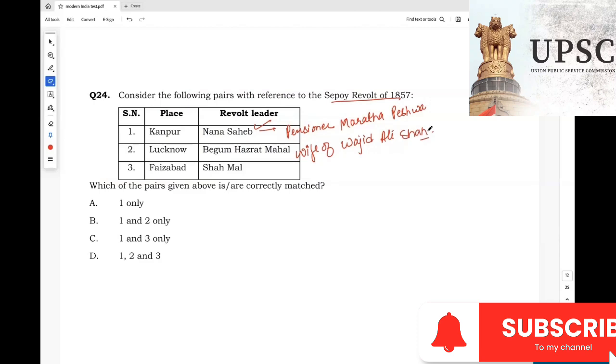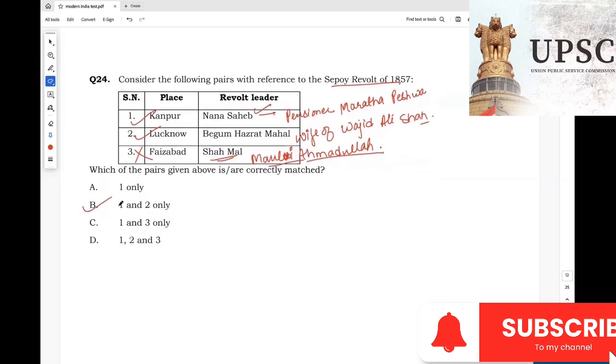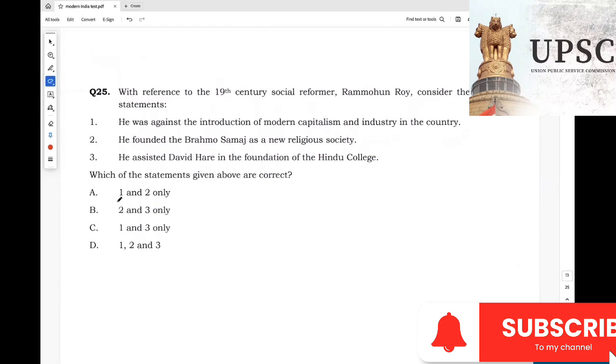Okay. Then next one is Faizabad, again Uttar Pradesh. So this is correct, this is correct, this is incorrect. There is no one known as Shamal from Faizabad, right? He was actually Maulvi Ahmadullah. All right. So only 1 and 2 are correct. This list is already given, I think, in the Spectrum book. So you can go through that specific list for that matter. Moving to the next one, that is question number 25.